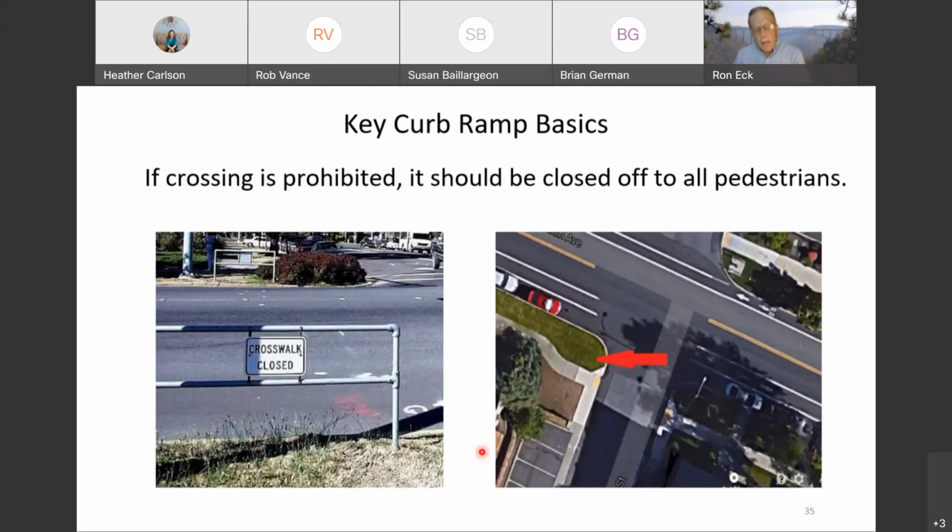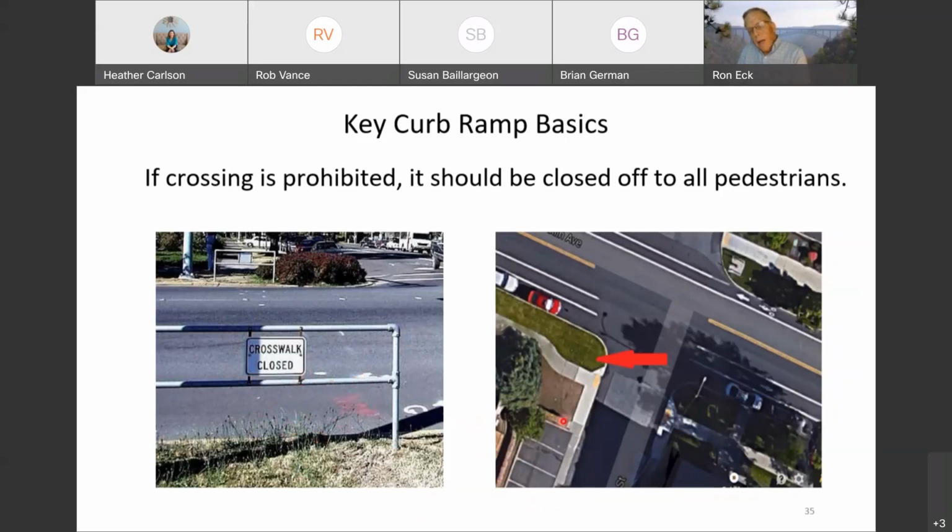Also, if a crossing is prohibited, it needs to be closed off to all pedestrians, and there are a couple of ways to do that. One way not to do it is to just have a sign that says sidewalk closed or no pedestrians beyond this point. The problem with that is that those signs don't communicate with the visually impaired. And so you should have the sign, I think, but you also need some sort of railing or barricade that's detectable with the cane, like you see in this left image.